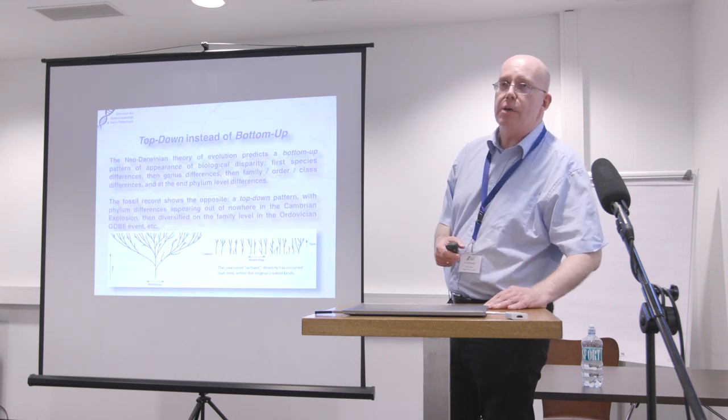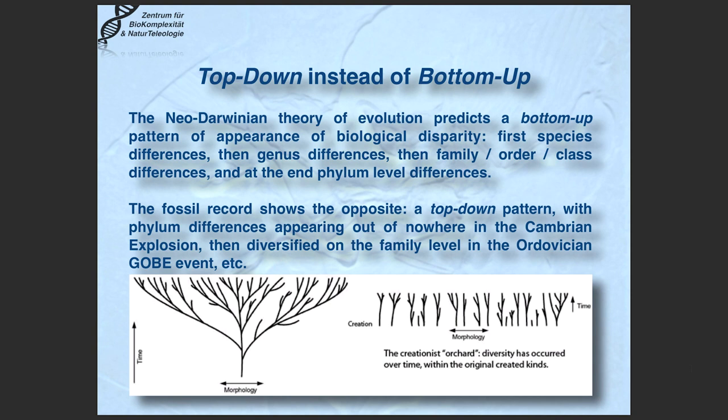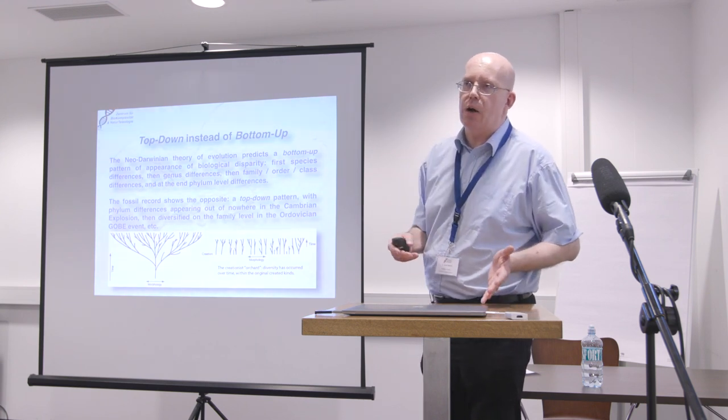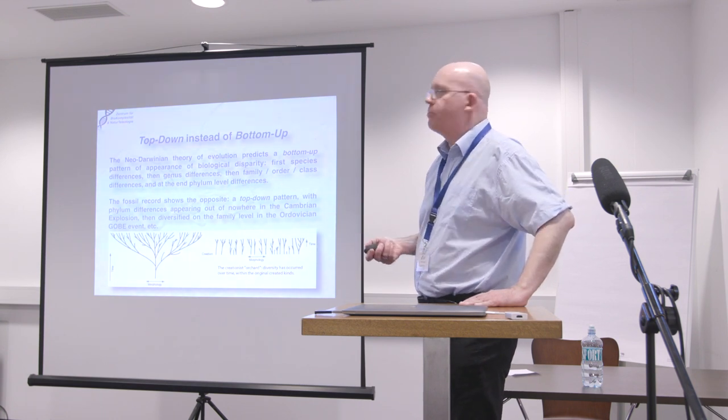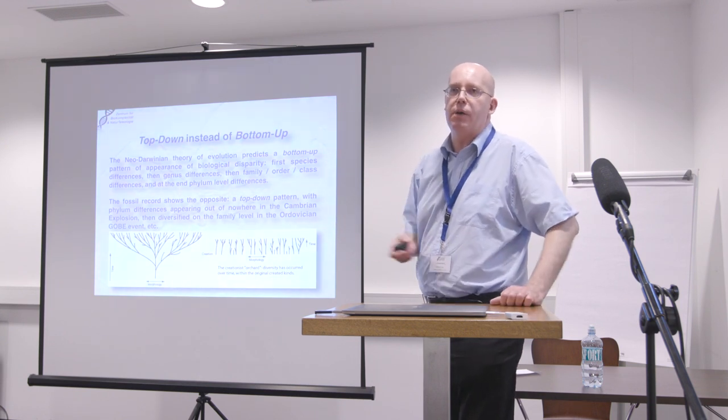So for example, Darwinian theory predicts that we should find in the history of life this so-called top-down pattern. If we look at the differentiation of biological disparity, we should first find in the earliest organisms slight differences growing into bigger differences, so specific differences should grow into generic differences, family differences, and so on, until you finally reach phylum differences. But what we actually find in the fossil record, as most of you will know with the example of the Cambrian explosion, is the sudden appearance of the phyla. So this whole prediction is, in a way, turned upside down. You find not this bottom-up process that you would expect from Darwinian theory, but a top-down process with the big difference appearing first without visible precursors.